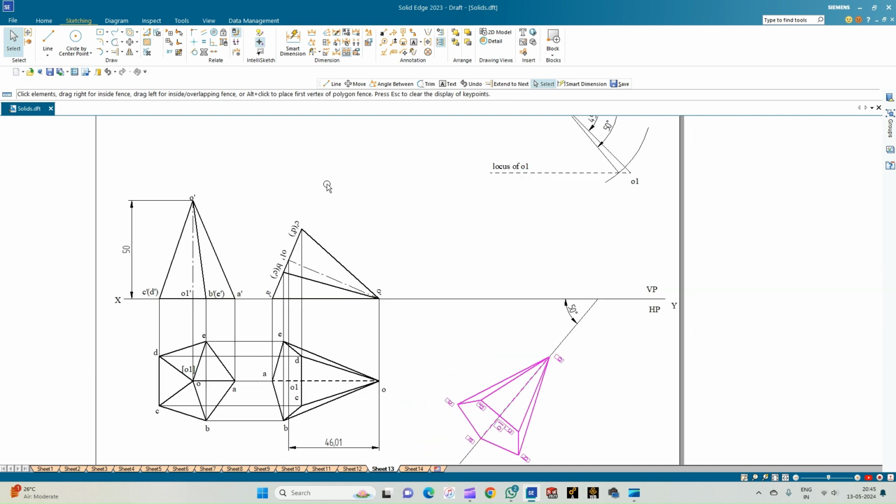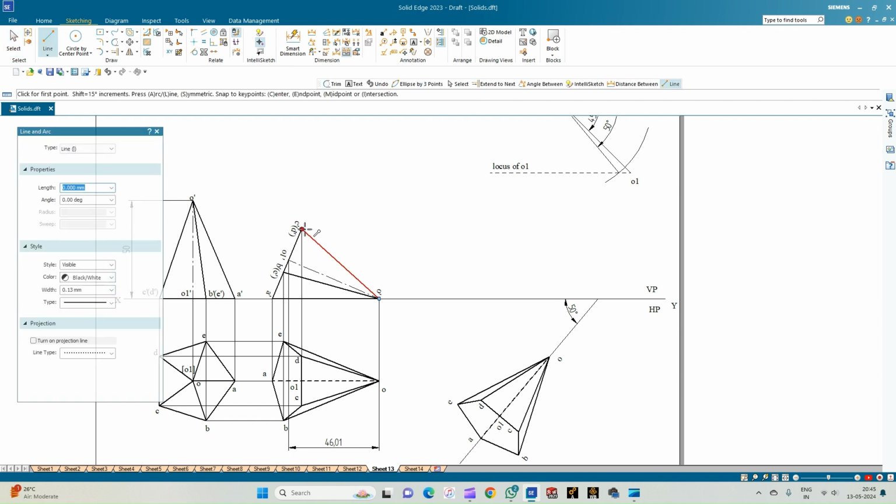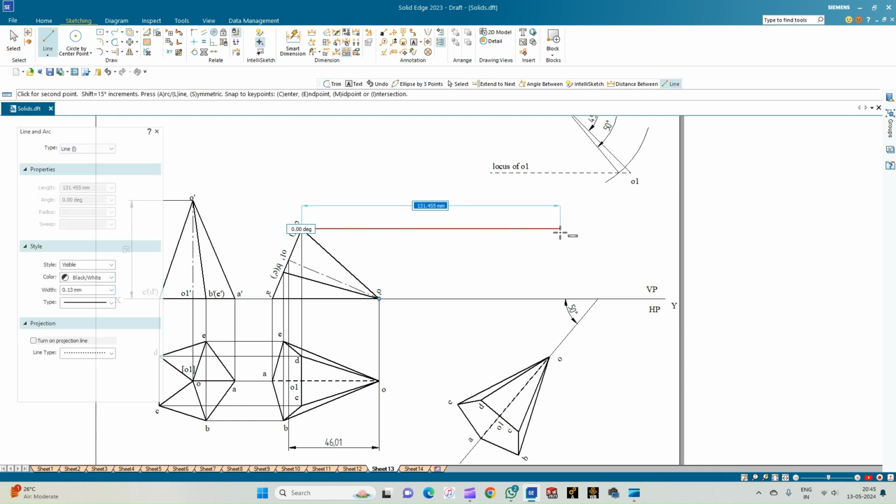So now we need to draw the front view. So for that, let us select the line option of thickness 0.13. Let us draw this projection line from C dash D dash from O1 dash.